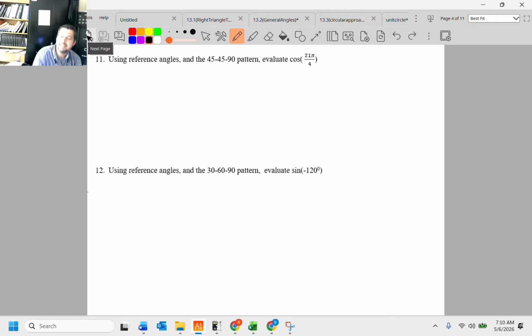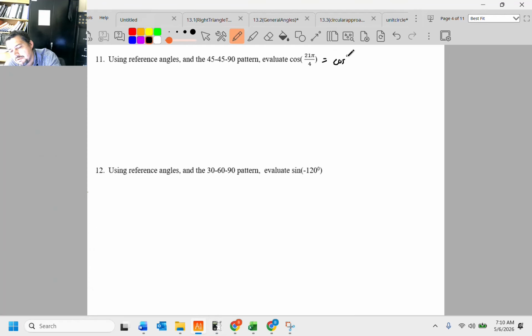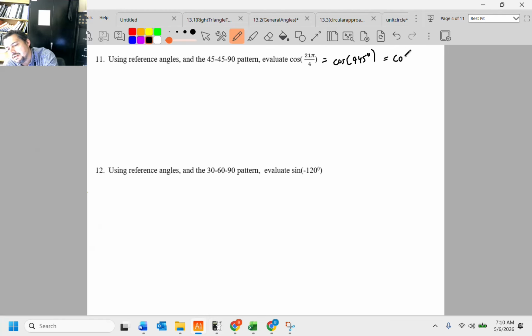Using reference angles and the 45, 45, 90 pattern, evaluate the cosine of 21 pi over 4. Let's take that 21 pi over 4, replace the pi with 180, make it a degree, and we get 945 degrees. Now we can take away 360 twice, since there are 720 degrees in two circles, and you get the cosine of 225 degrees.